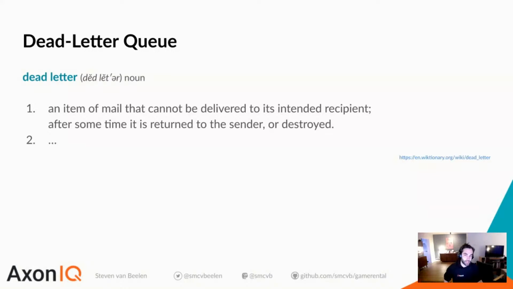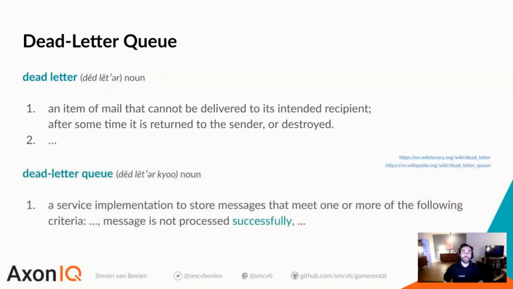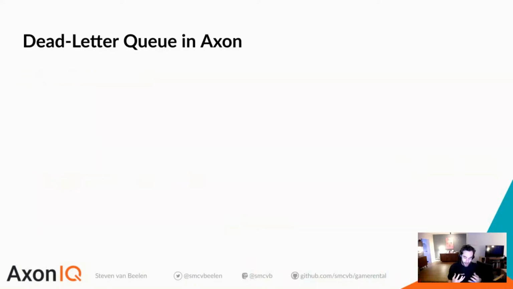So what's a dead letter queue then? Again, this is a noun, and it's a service implementation to store messages that meet one or more of the following criteria. This actually gives you a list of about 7 to 10 criteria, but the most important for our use case is that the message is not processed successfully. Surely there's a notion of it not arriving at the end source, but that's not really the focus from within the framework. Where the focus lies within the framework revolves around all the event handling logic that we provide.